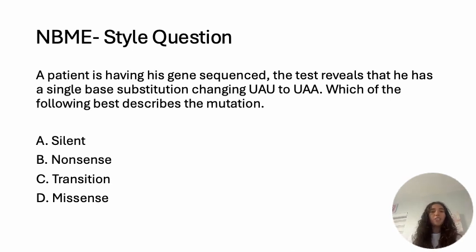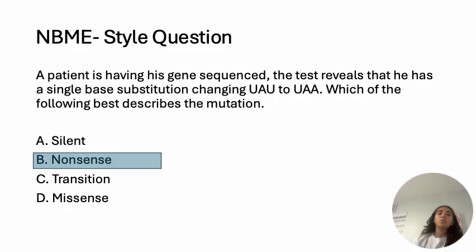Okay, hopefully you answered by now. As you may know, the answer is B, nonsense. So the codon now codes for a stop signal, which is that UAA, leading to a premature termination and a possibly non-functional protein.